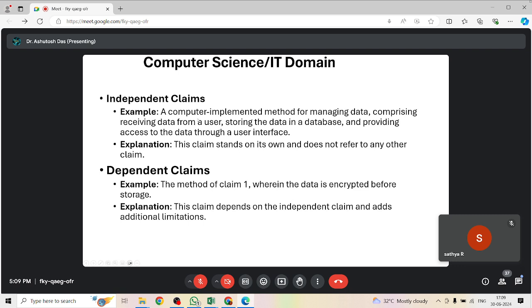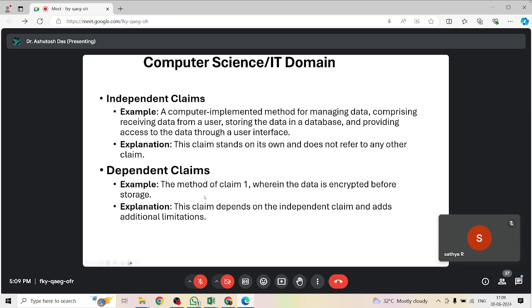Okay. Then computer science, IT. A computer implemented method. See, the computer by itself, the method has to go through some steps for us. Managing data, comprising receiving data from the user, storing the data in a database, and providing access to the data through an interface. So now it is hardware. It is not just software. Because you are implementing some methods and getting some product. So a method by itself cannot be patented, we will cover it later. So a computer implemented independent method for managing data, comprising receiving data, storing it, and providing access to the user. So this is the independent claim.